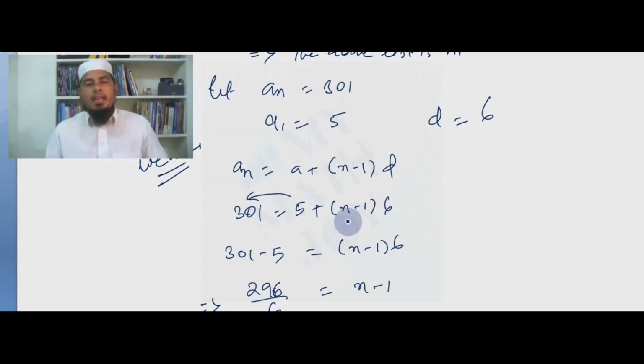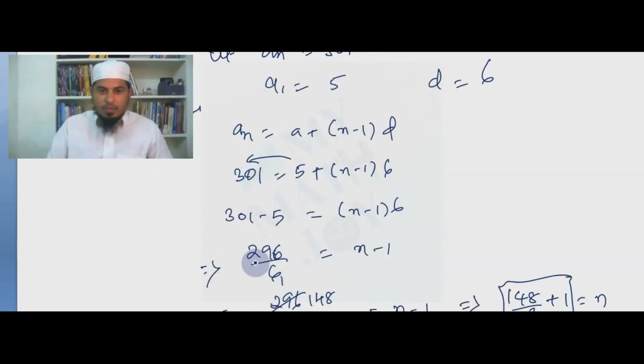Whenever we are finding the N value in the formula, firstly we will transpose this to the left side, then we transpose 6, the D, to the down. 2N minus 301 minus 5, 296, and divided by 6. If we cancel, it is not.